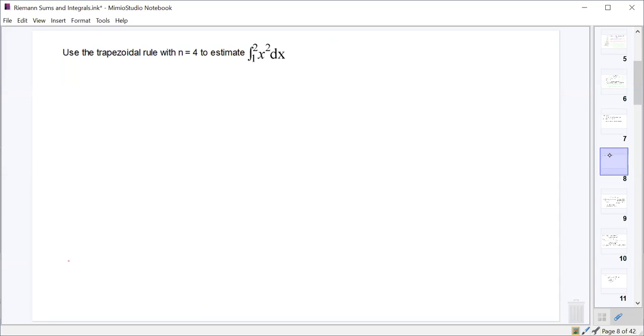So let's have you do one of these. Let's have you use the trapezoidal rule to approximate this integral, the integral from 1 to 2 of x squared with n equal to 4. Oh, that's unpleasant. Maybe I should make that a different upper limit.